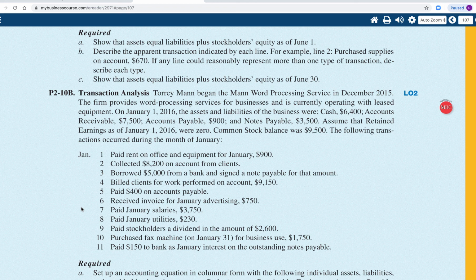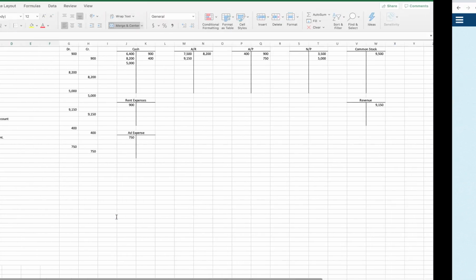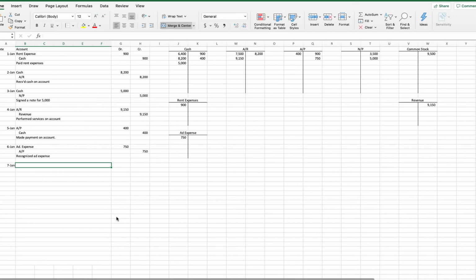What did we do? Well, we paid. Cash was hit. What did we pay for? Salaries. Okay, so we are using an asset, which is cash. Because we're using an asset, that means we are incurring an expense, right? So what I'm going to do is I'm going to go ahead and say cash and salaries expense are my two accounts. What's the dollar amount? $3,750. Let's go ahead and do the journal entry.